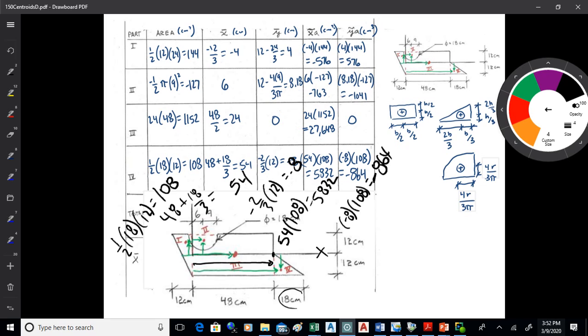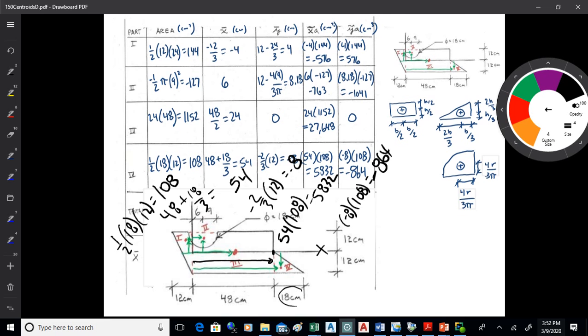Okay. So now the table's filled in, you just need to sum up the area column and the X bar A column and the Y bar A column, and then just do the division and you'll get the centroid. I always like to check what I come up with based on those calcs, just to make sure it kind of makes sense, that it looks about right.